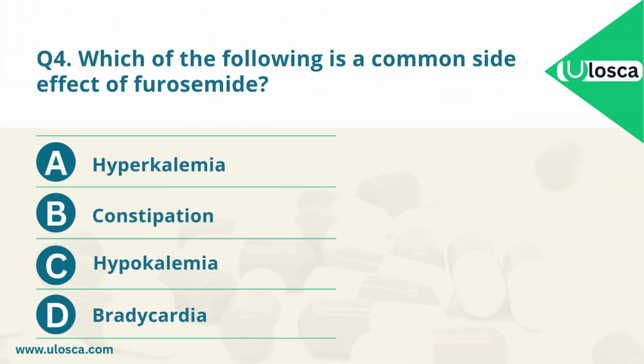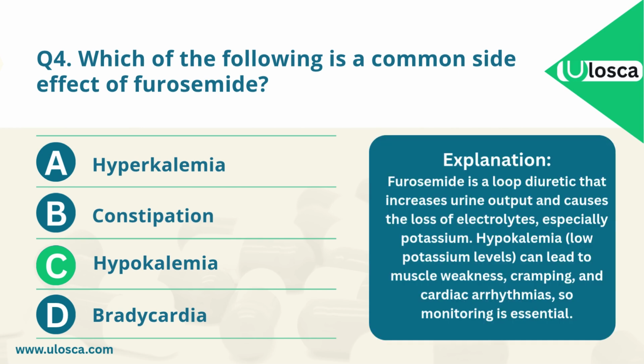The correct answer is C. Hypokalemia. Explanation. Furosemide is a loop diuretic that increases urine output and causes the loss of electrolytes, especially potassium. Hypokalemia can lead to muscle weakness, cramping, and cardiac arrhythmias, so monitoring is essential.